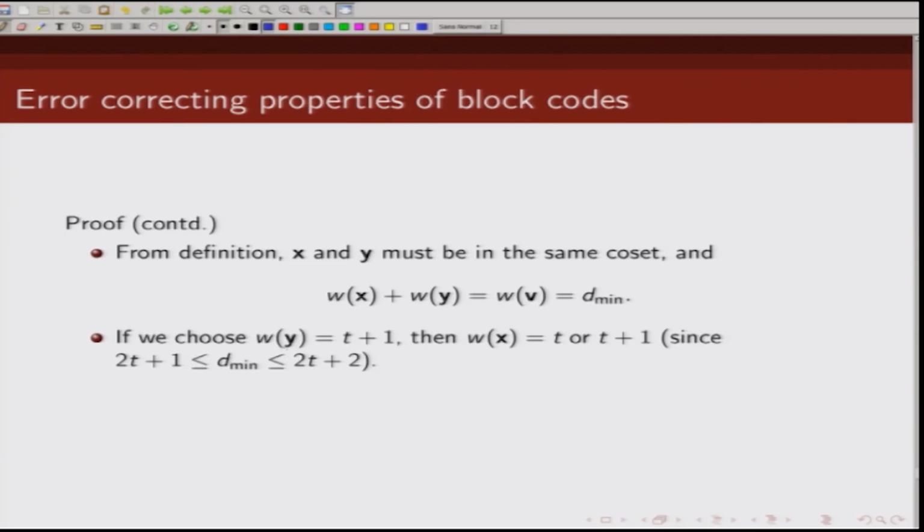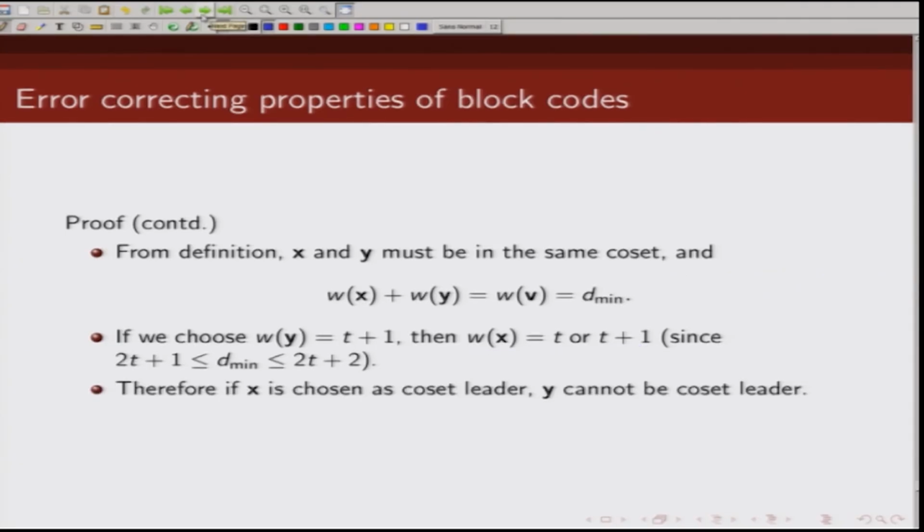Now, if we choose our y to have a weight of t plus 1, then we can see from here that d min is greater than or equal to 2t plus 1, but less than or equal to 2t plus 2. So, from this and using the fact that d min lies between 2t plus 1 and 2t plus 2, using these two results, what we get is that the weight of x can be t or t plus 1. So, therefore, if we choose x to be our coset leader, then we cannot choose y as our coset leader.